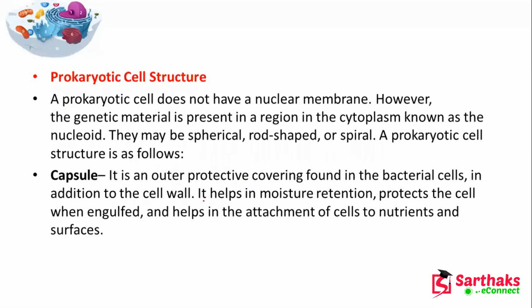Now the prokaryotic cell structure. The prokaryotic cell does not have a nuclear membrane. We know that. There is no lysosome, and the cell may be spherical, rod shaped or spiral. First is the capsule. It is the outer protective covering found in the bacterial cell. It helps protect the cell from moisture loss, protects the cell from being engulfed, and helps the attachment of the cell to nutrients and surfaces. So this capsule is a very important part.